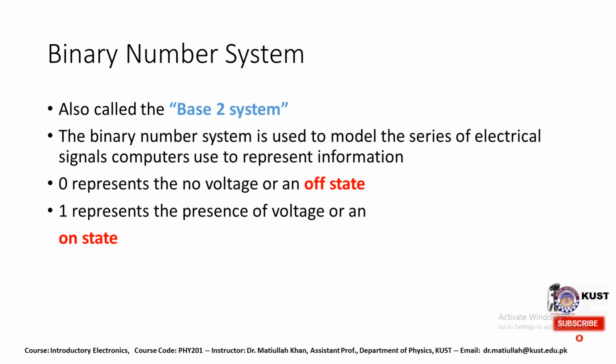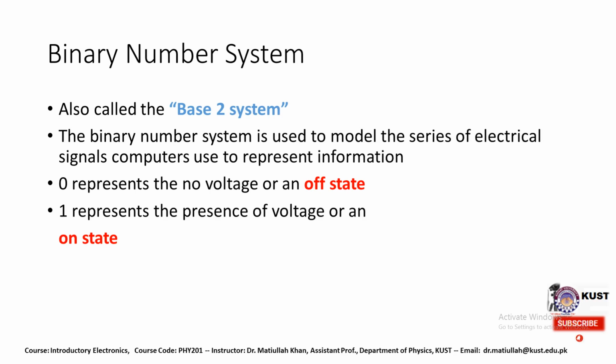So we have 0 that is considered to be no voltage, or the off state of that particular system, and 1 represents the presence of voltage, or an on state of that particular system. So the whole binary number system runs with 0 and 1. 0 represents the off state while 1 represents the on state.